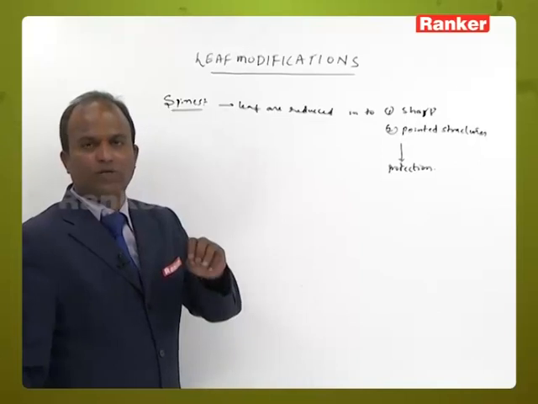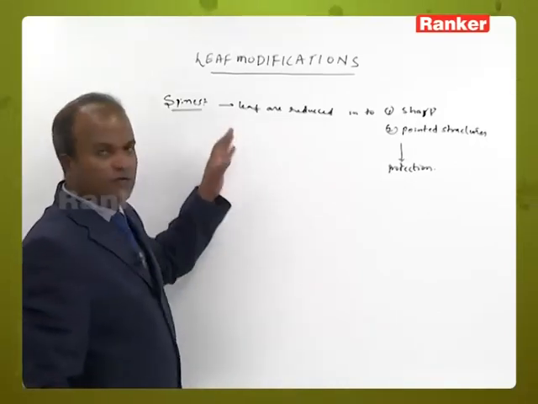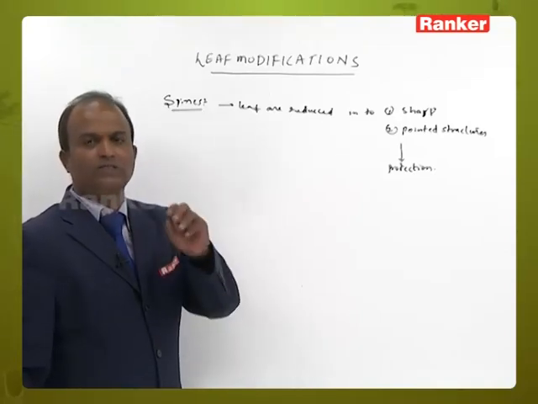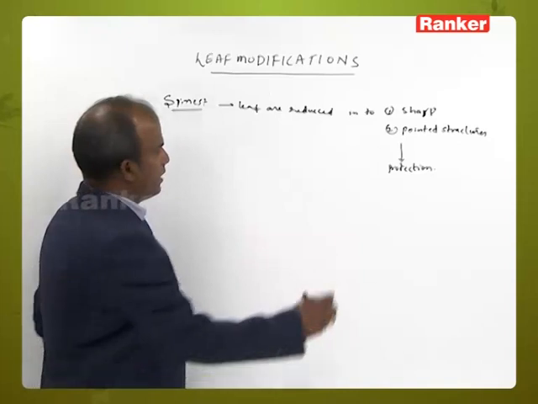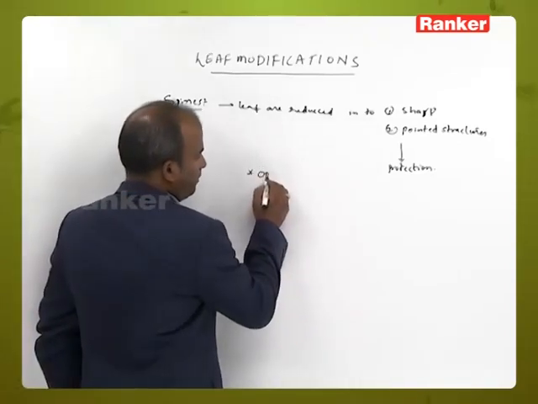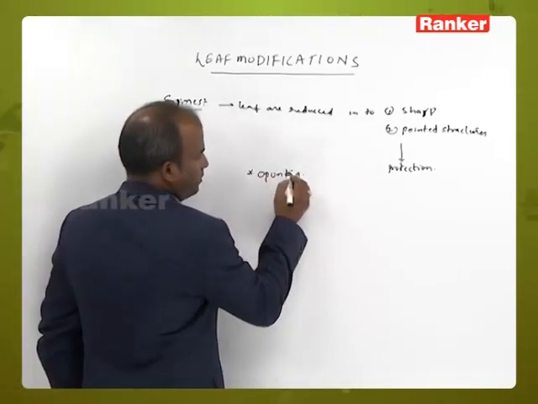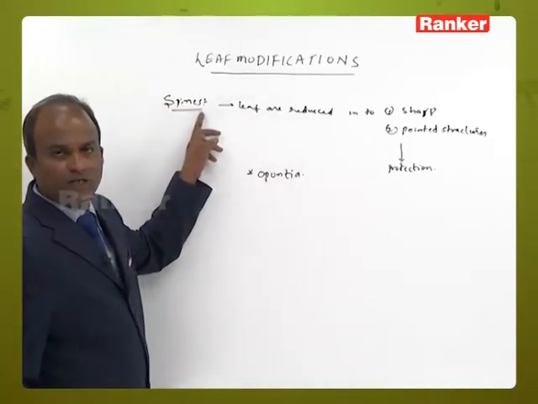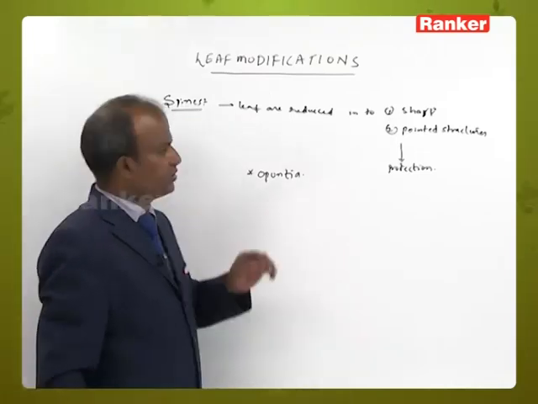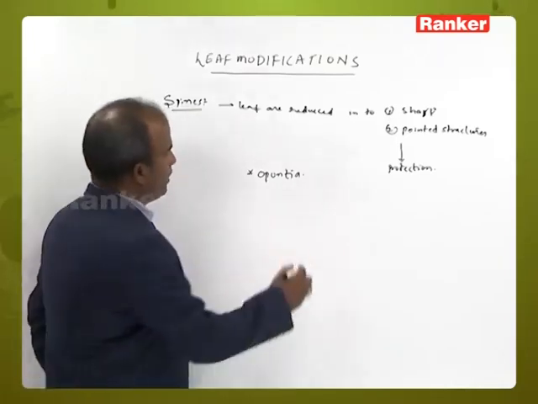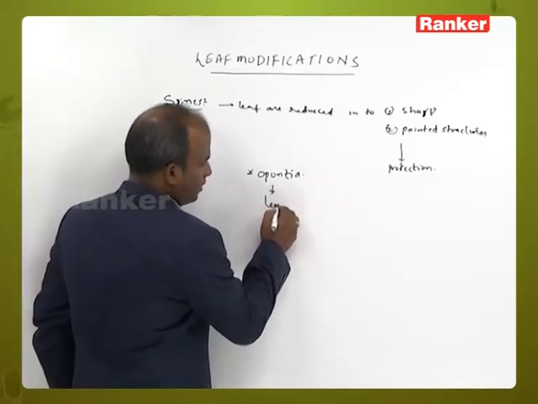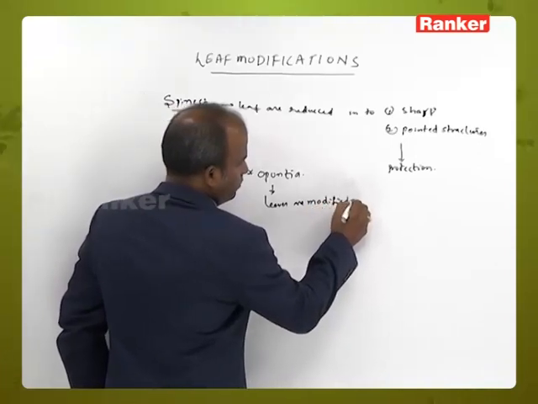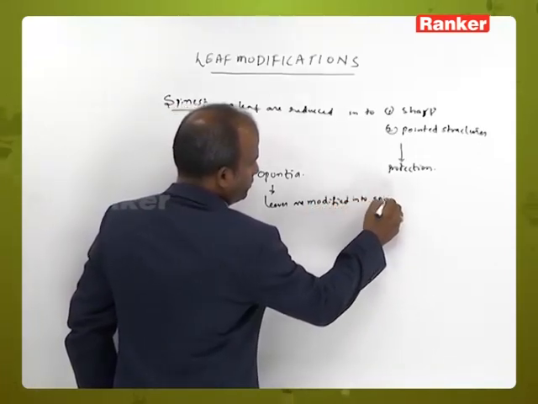What is the most important function of the leaf? The leaf performs photosynthesis. But in xerophytic plants, such as Opuntia, the leaves are modified into spines.